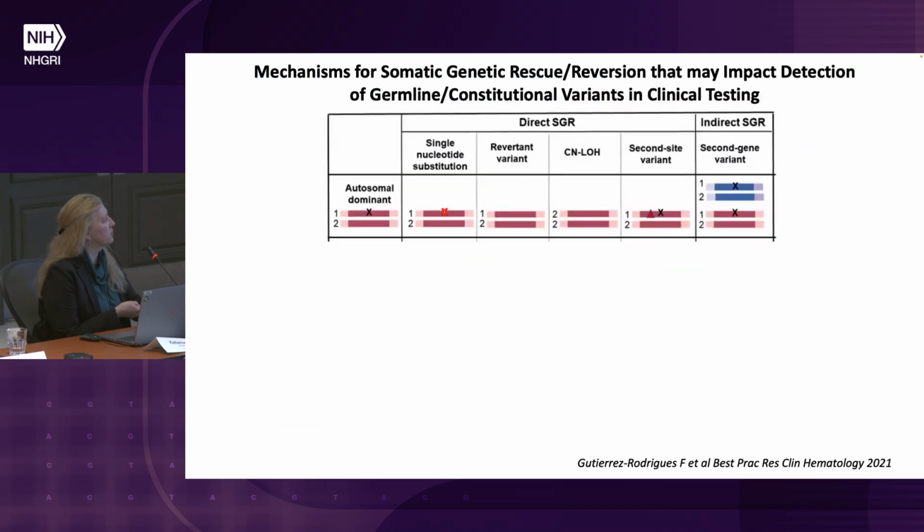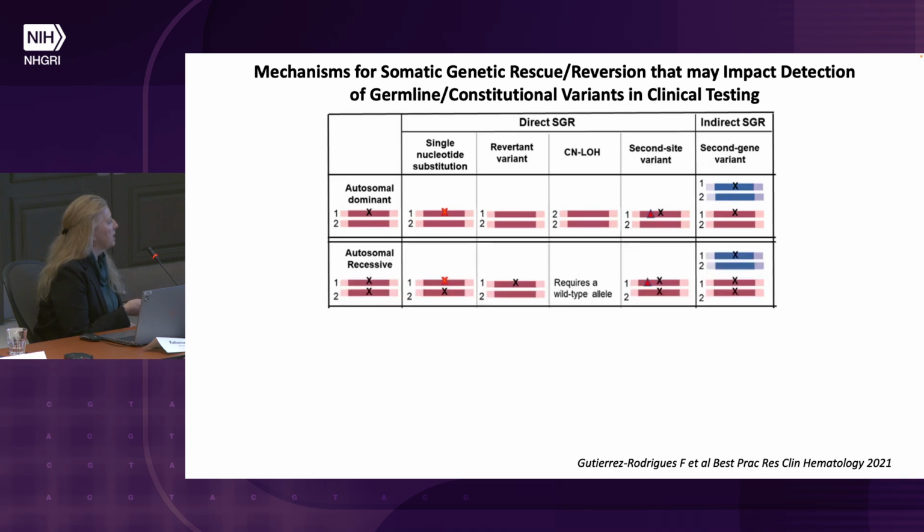So what are the mechanisms for somatic genetic rescue? If we look at this example of autosomal dominant mutations, there can be single nucleotide substitutions that result in a different variant that abrogates the phenotype, or it can be completely revertant to wild type. There's also copy-neutral loss of heterozygosity. This often happens in the setting of uniparental disomy, or there can be a second variant that occurs that abrogates the original mutation, or mutation in a modifying gene that modifies the original mutation.